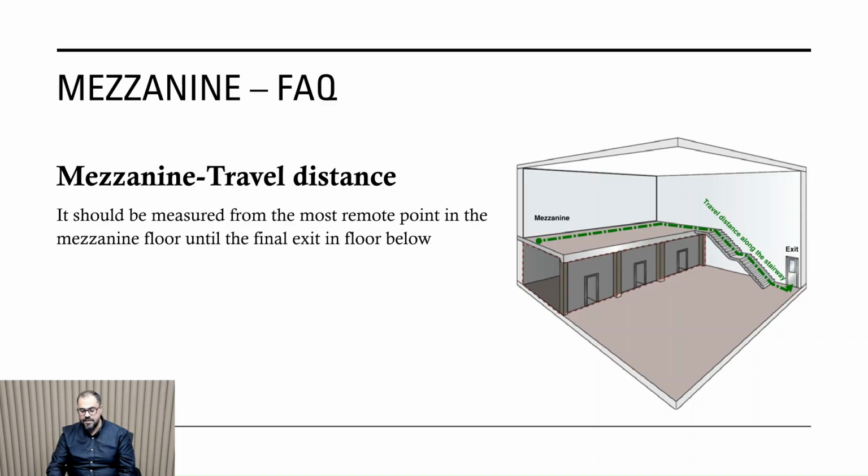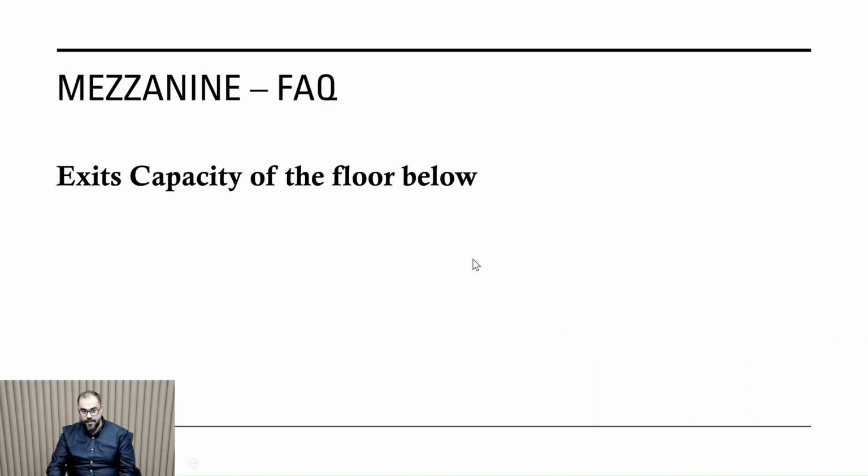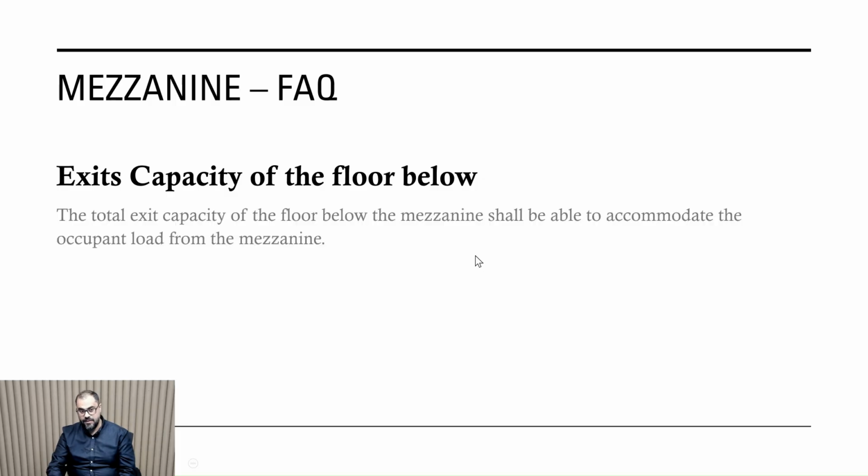What about the exit capacity of the floor below? It is important to know that the total exit capacity of the floor below the mezzanine should be able to accommodate the occupant load from the mezzanine. That means the mezzanine is part of the area in which it is open to.